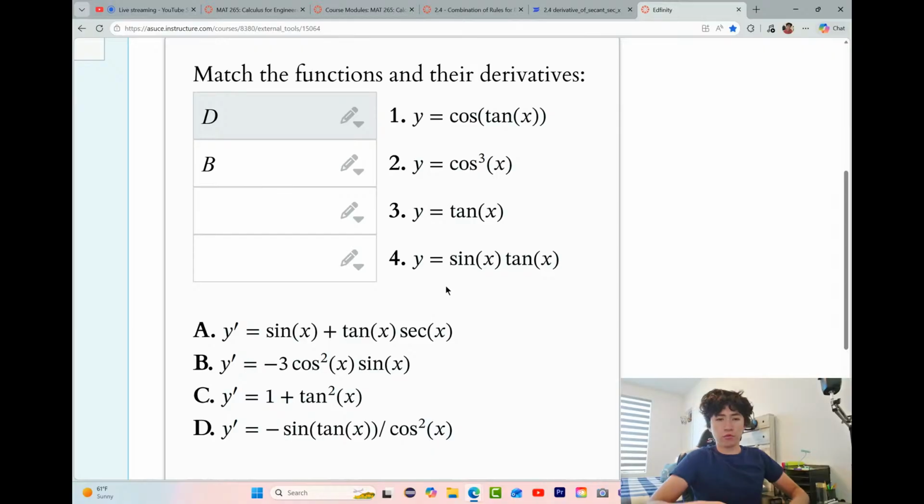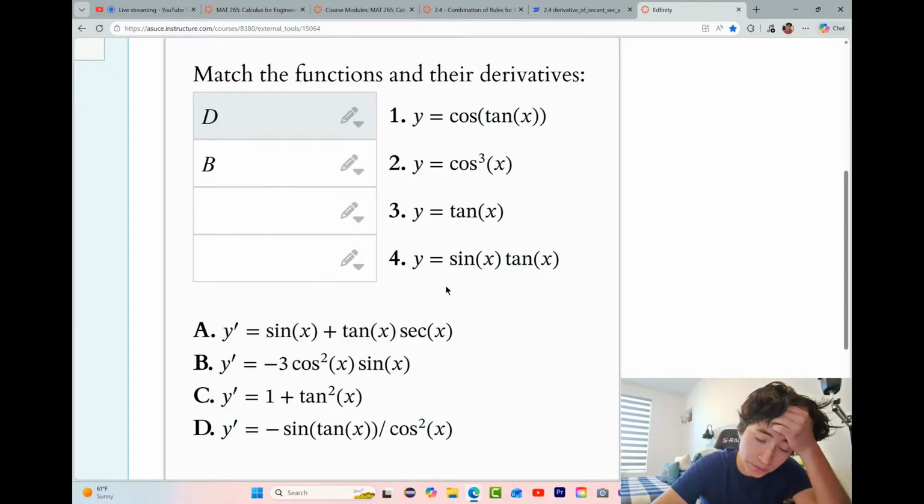And for question number 4, I tried to do the product rule. However, I don't see. I mean, I see sine of x, secant squared of x. Yeah, I don't know.